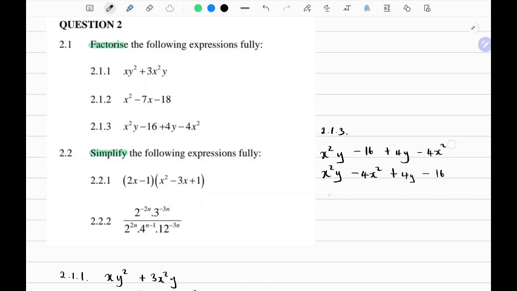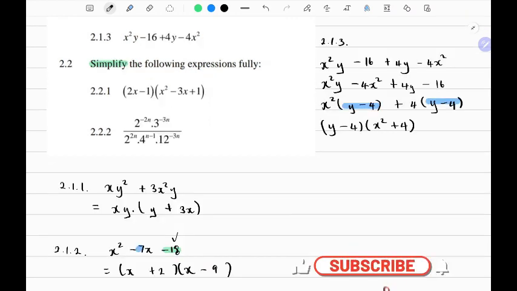So in the first two terms, we have x squared as a common factor. Factor that out. So you're left with y minus 4 plus. And in the second part, you can factor out 4. So you're left with y minus 4. So in the new expression, y minus 4 is a common factor, so we can factor that out. If you factor out y minus 4, you're left with x squared plus 4.